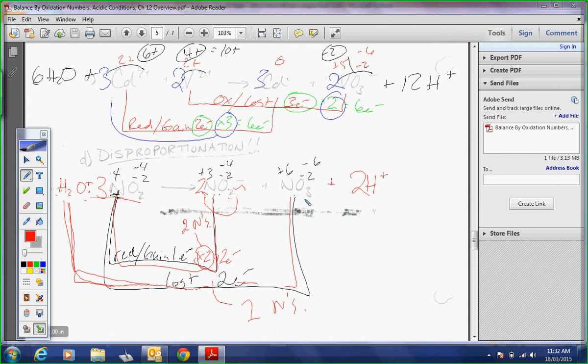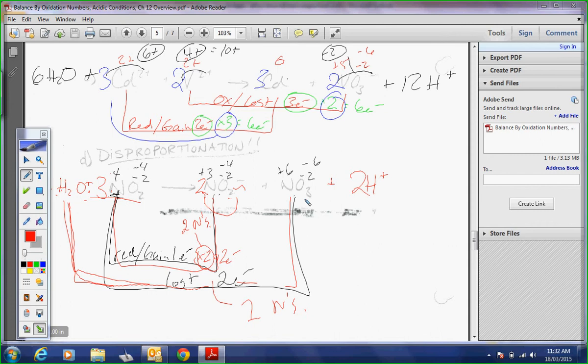Yes, Lindsay. Is there this proportionation? Yeah, it's just that the charges would have been balanced at the end of that. You would have looked, charges are all fine, I don't need to add H plus.